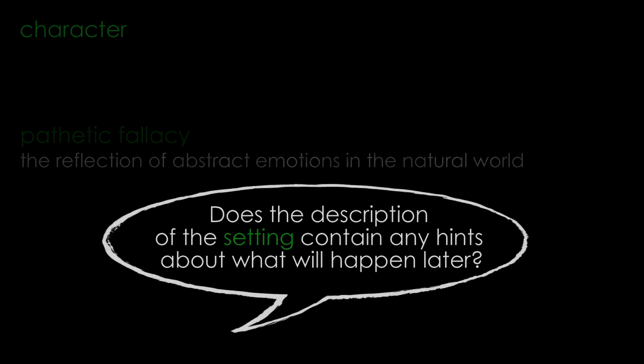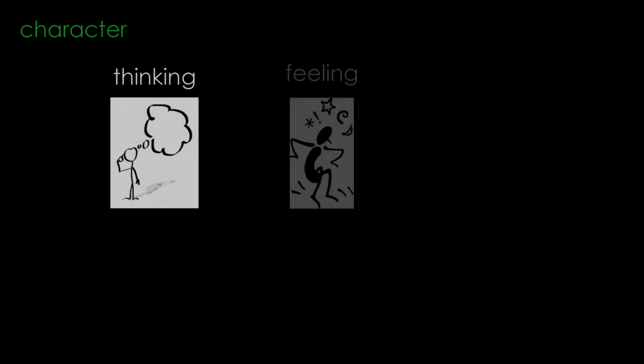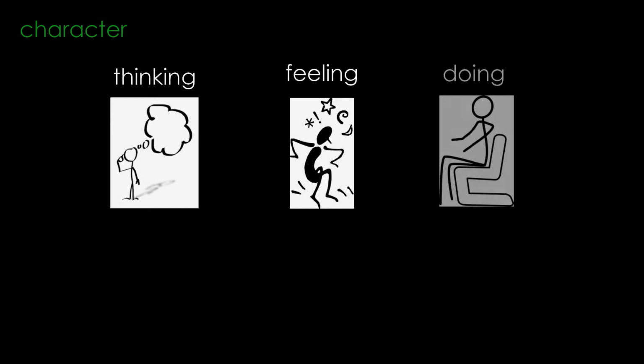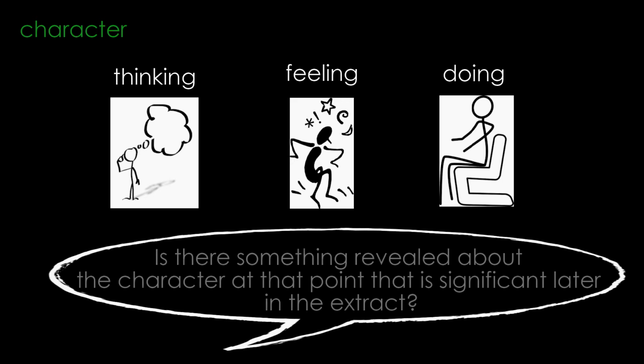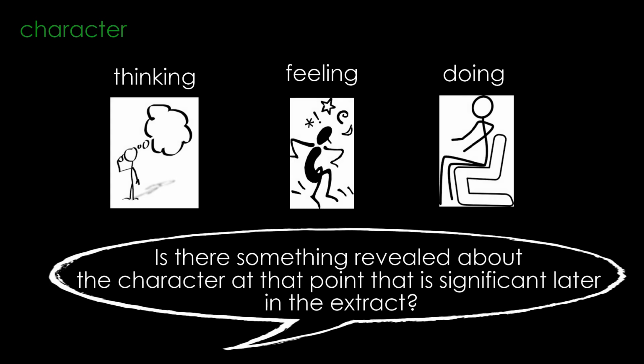Character. Writers can describe one or more characters. They might focus on what they're thinking and feeling, or on what they're doing. Is there something that the writer chooses to reveal about the character at that particular point that takes on a special significance later in the extract?